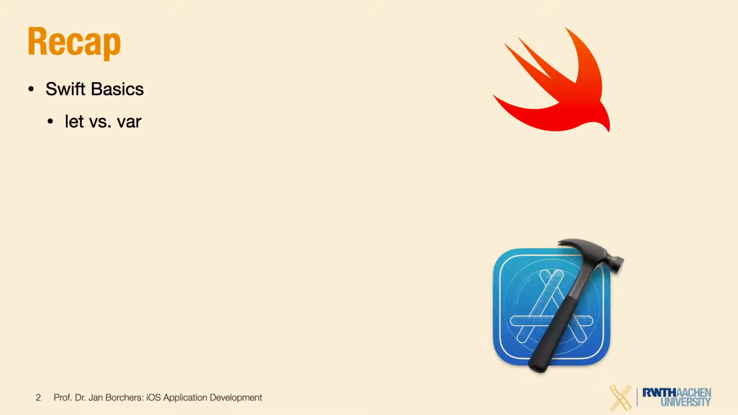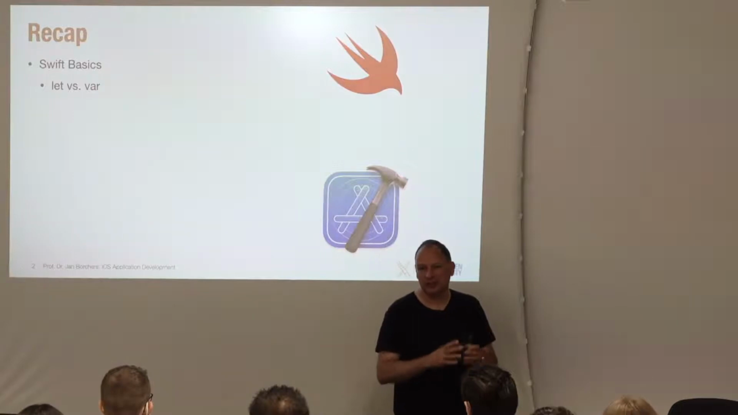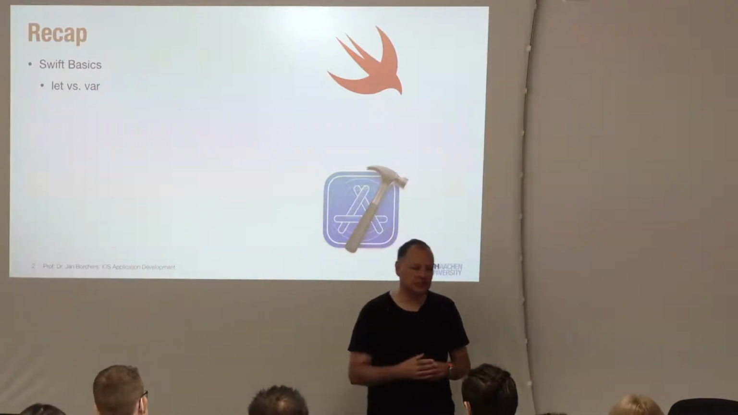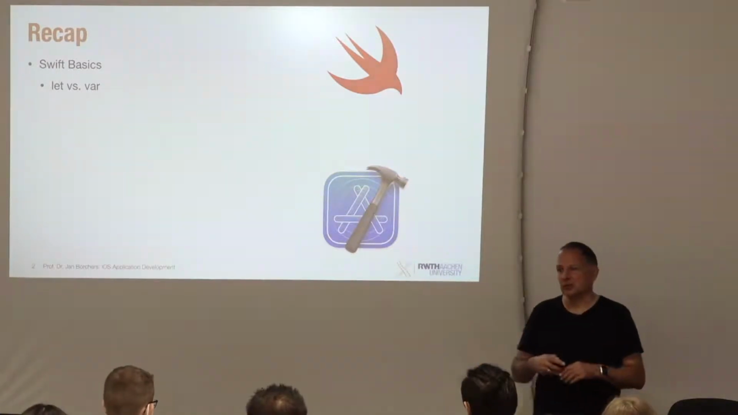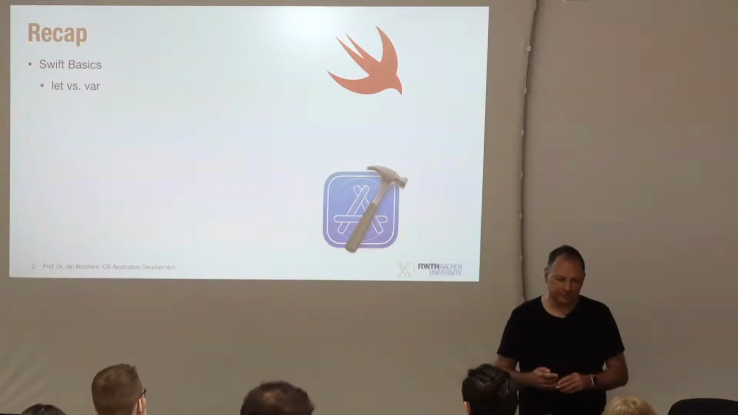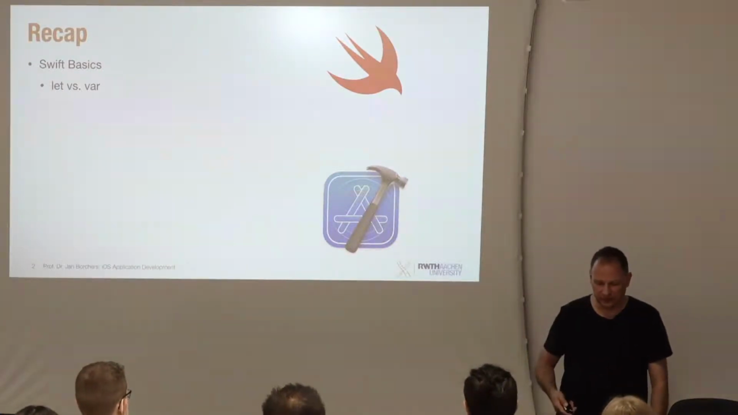So we did talk about the fact that Swift really likes constants, right? As a Swift developer, you want to stick with constants as long as possible, and only if you really need a value to change later, you go to a variable. That's just a programming convention that makes for safer code and fewer bugs.